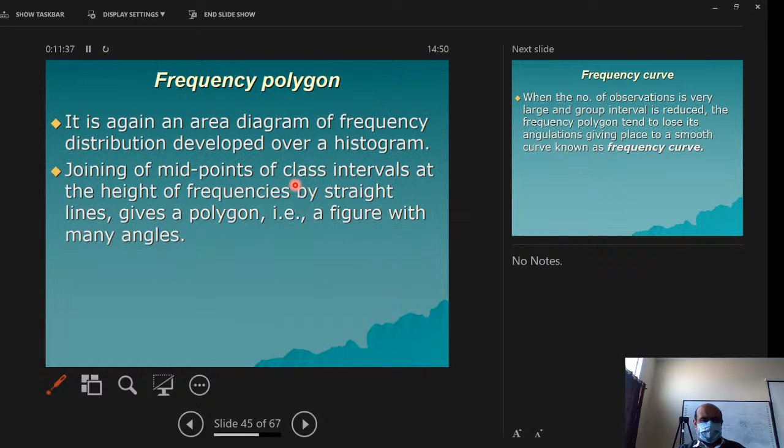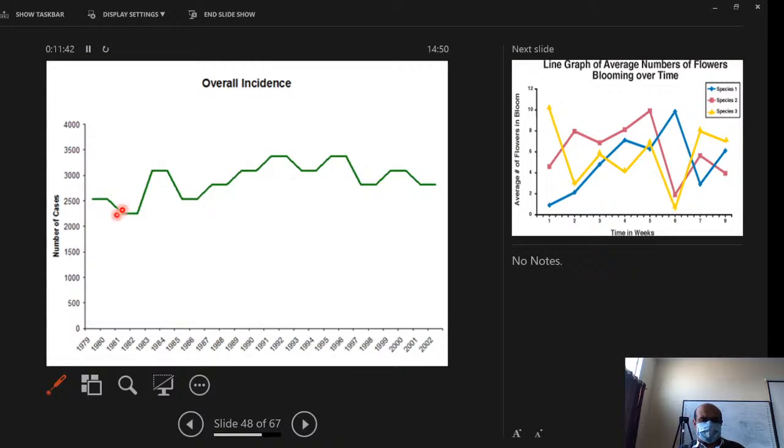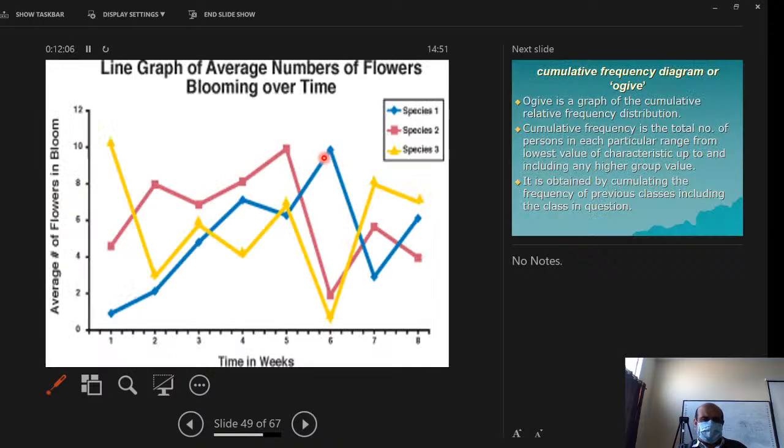A histogram is an area diagram, I can just skip on. This is a line diagram where you can see the pattern. If we are talking about a single type of event, then you can see the same event occurring in different years, different months, or different periods of time. You can join the dots and it becomes a line diagram. The line graph can be depicted in this manner as well.